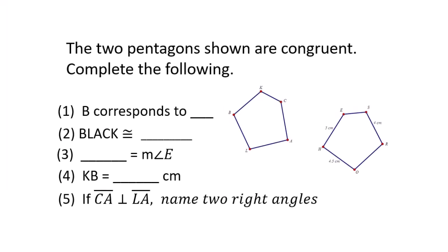All right, so here we're given a situation where the two pentagons shown are congruent. So we're trying to complete the following. B corresponds with what? Here we're not given the measures of these sides, so we're kind of having to go off of looks and appearance, which we don't like to do. We like to go off of givens, but based on the appearance, it looks like B and R correspond, right?